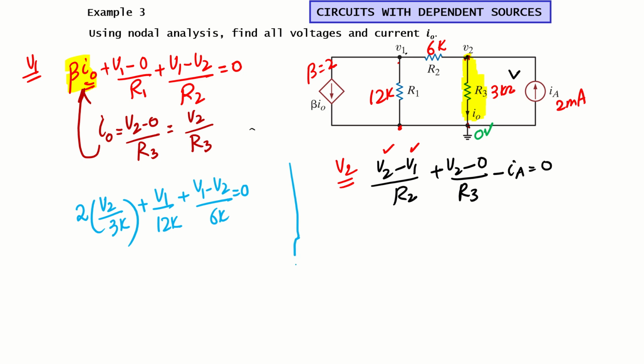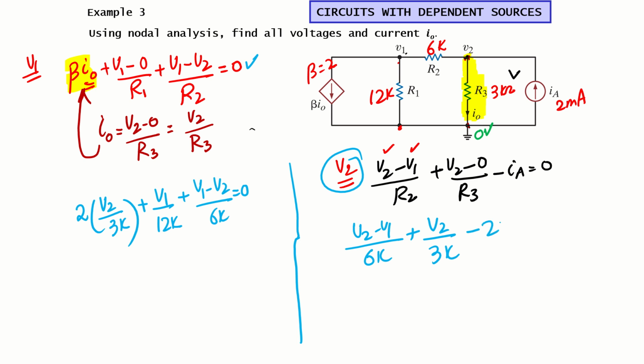Okay. So I have just put up the variable values in my main equation. Let's look at the V2 equation. So again, (V2 minus V1) divided by R2, so R2 is 6k, plus V2 divided by R3, which is 3k, minus IA, which is basically 2 milliampere, is equal to 0. So now we have two equations with two unknowns.